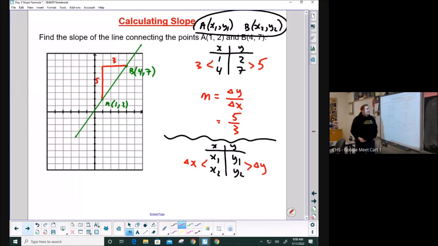So let's think back to how we got 5. How did we get this 5? Well, we took the number that you're on, which is 7, and you subtract where you started, which was 2. So if we were to do that down here, the delta y would be the number we're on, which is y2, and we take away the number we began, which is y1.